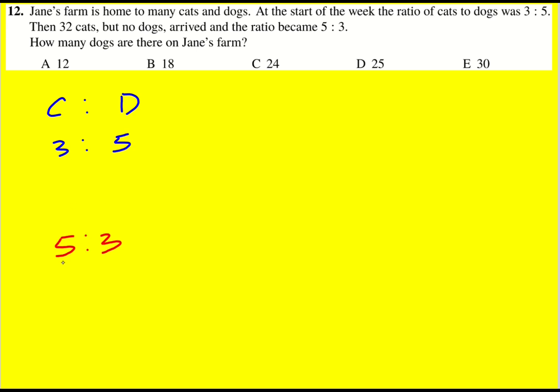So this is before in blue and after in red. Now, there's something that we know is staying the same, and that's the number of dogs. So if I can make these two the same, then I can look at how the number of parts for cats has changed. So I'm going to times the top one through by 3 to give 9 to 15, and the bottom one through by 5 to give 25 to 15.